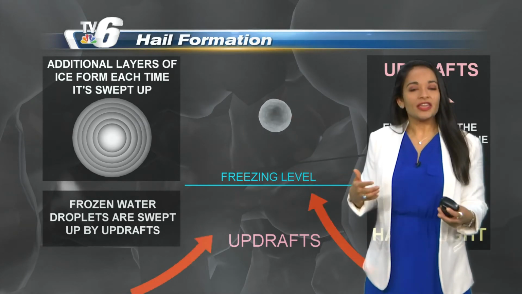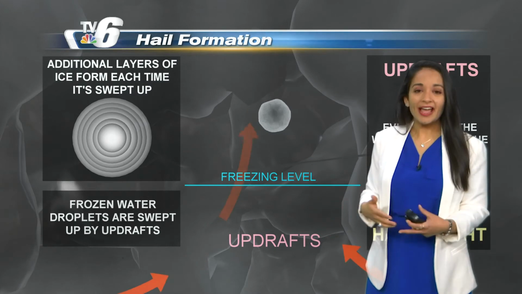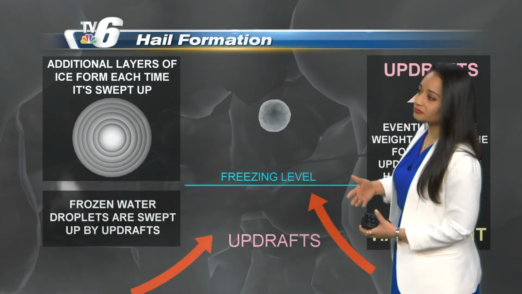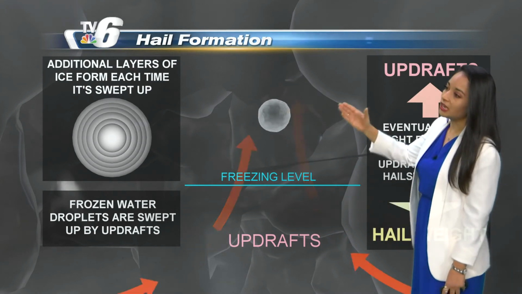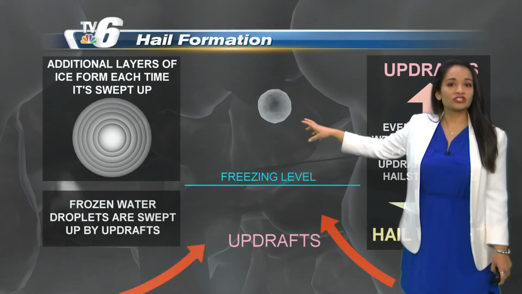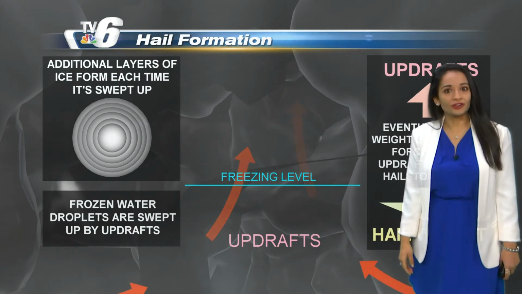But then the hailstone gets too heavy and too large. And at that point, that's when the weight of it overcomes the inflow of the updraft and the stone gets too heavy and too big. It falls to the earth and to the ground's surface.